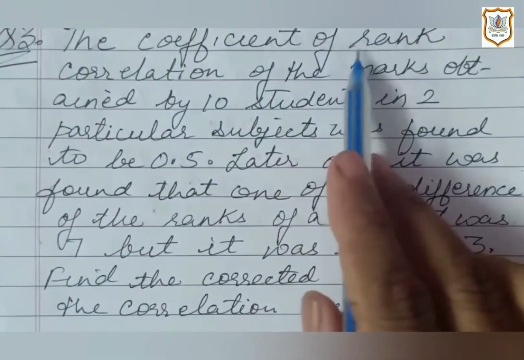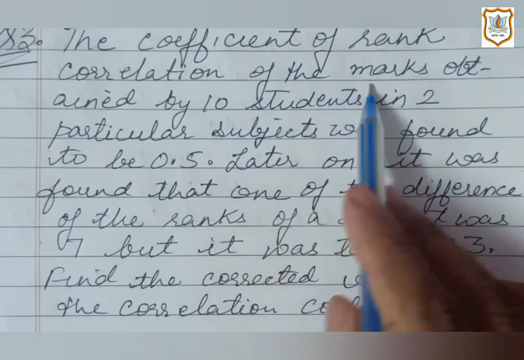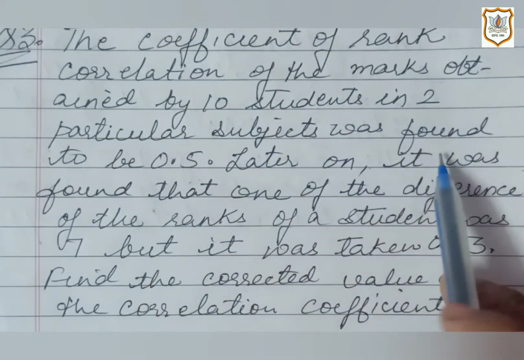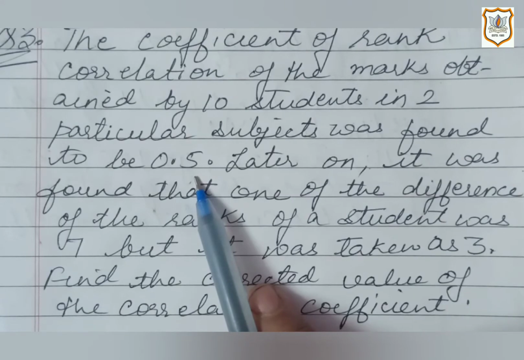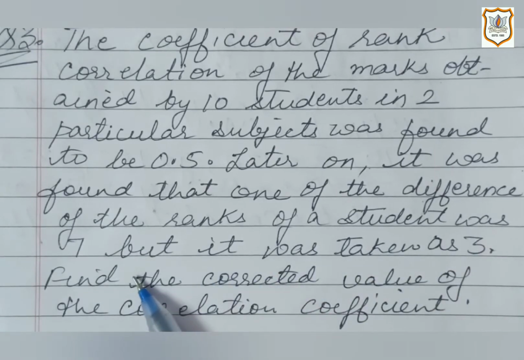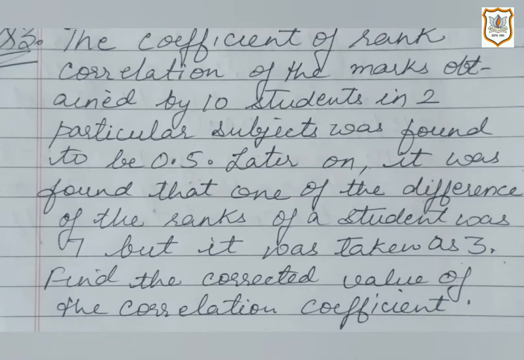Now see question number third. The coefficient of rank correlation of the marks obtained by 10 students in two particular subjects was found to be 0.5. Later on, it was found that one of the difference of the ranks of a student was 7, but it was taken as 3. So find the corrected value of correlation coefficient.